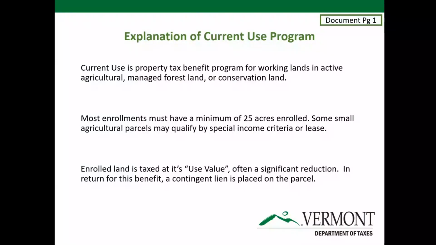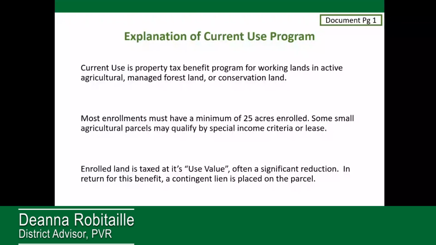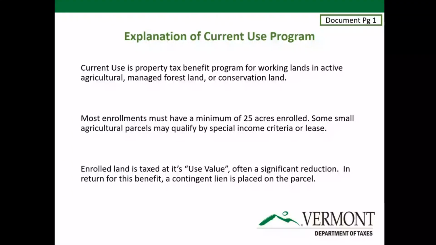In our documentation, we just have a couple of bullet points here that the current use property, or current use again, is a property tax benefit program for working lands and active agricultural, managed forest land, and conservation. Most enrollments need a minimum of 25 acres, but with every rule, there are exceptions and different qualifiers. So reach out to your current use staff if you have questions about those things.